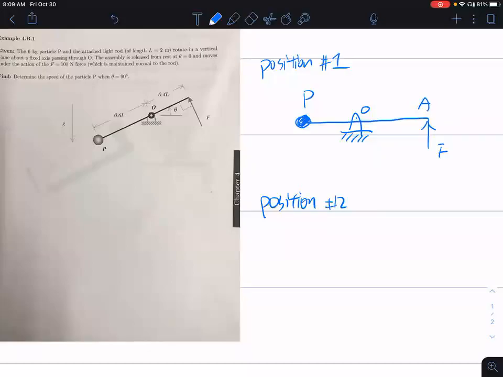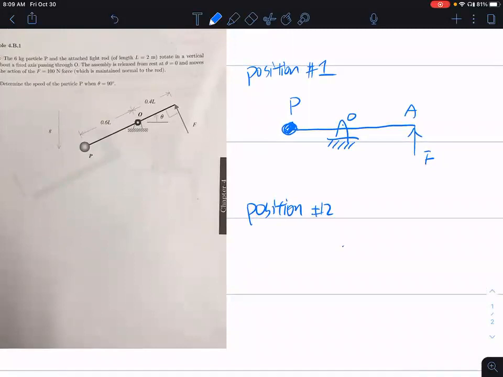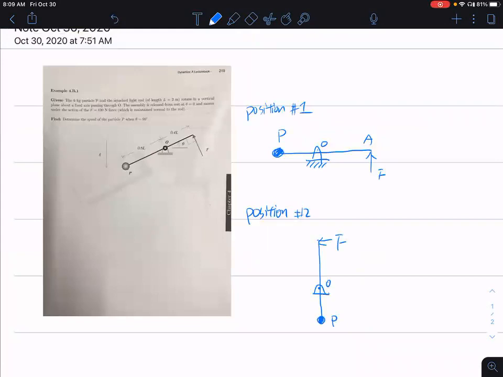Position 1 is a straight bar. Position 2, it's a vertical bar, right? Okay, so those are the two positions for this problem.